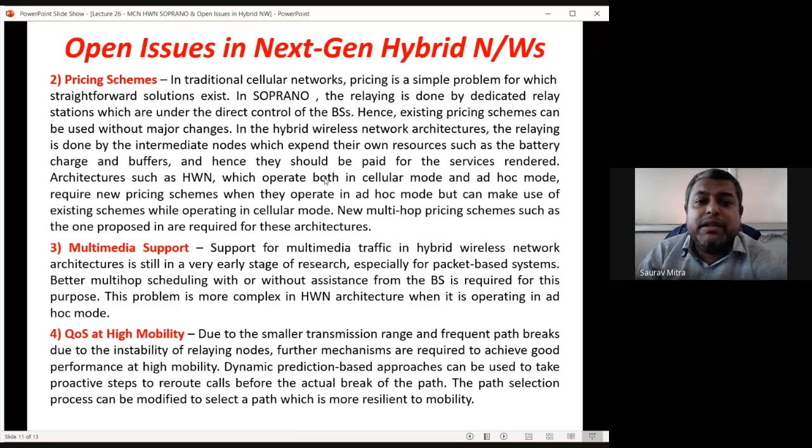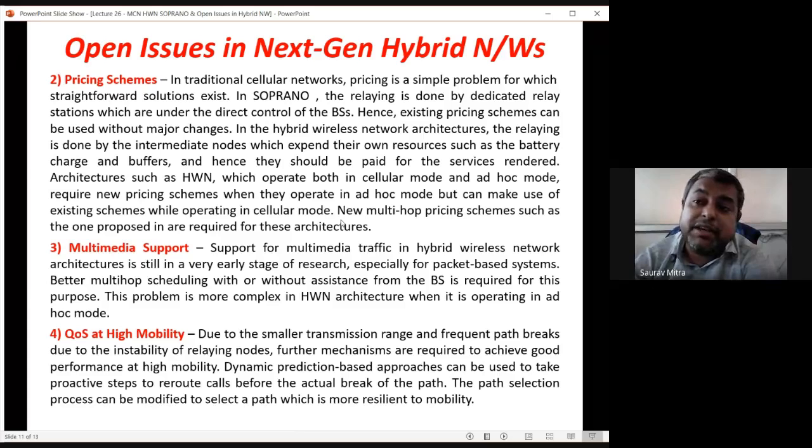Architectures such as HWN. So HWN we have just now seen there are two types. One is cellular mode, one is ad hoc mode. Okay. So HWN architectures, which operate both in cellular and ad hoc mode, require new pricing schemes when they operate in ad hoc mode, but can make use of existing schemes while operating in cellular mode.